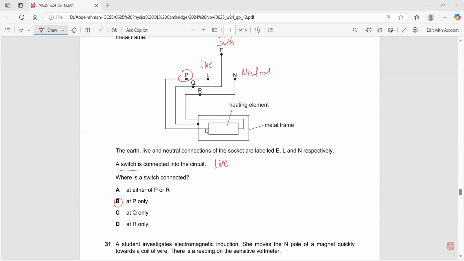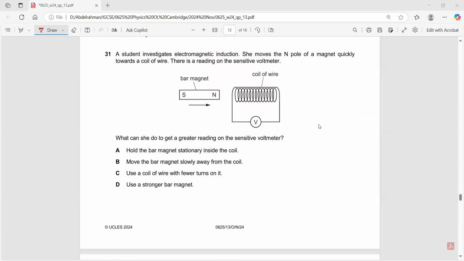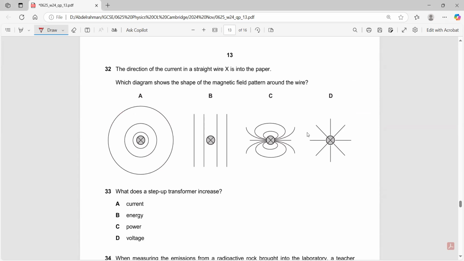Okay. Now, moving on to question 31. What can she do to get a greater reading on the sensitive voltmeter? What can she do? Use a stronger bar magnet. Yes, use a stronger bar magnet. Excellent. Question 32. Which diagram shows the shape of a magnetic field pattern around the wire?